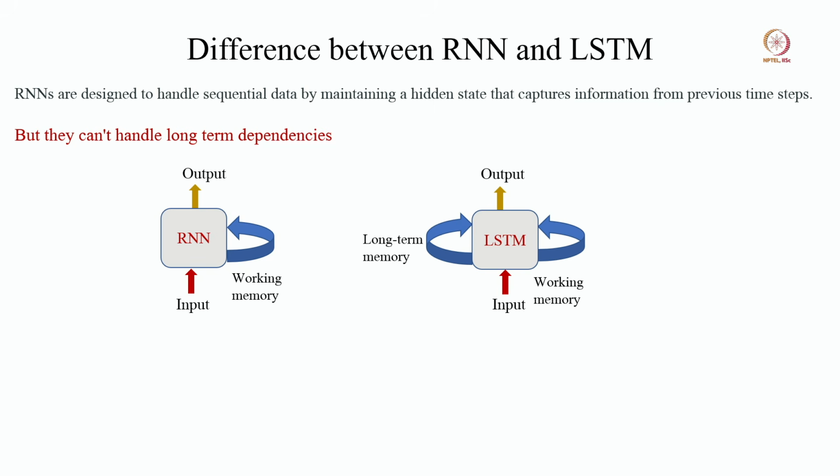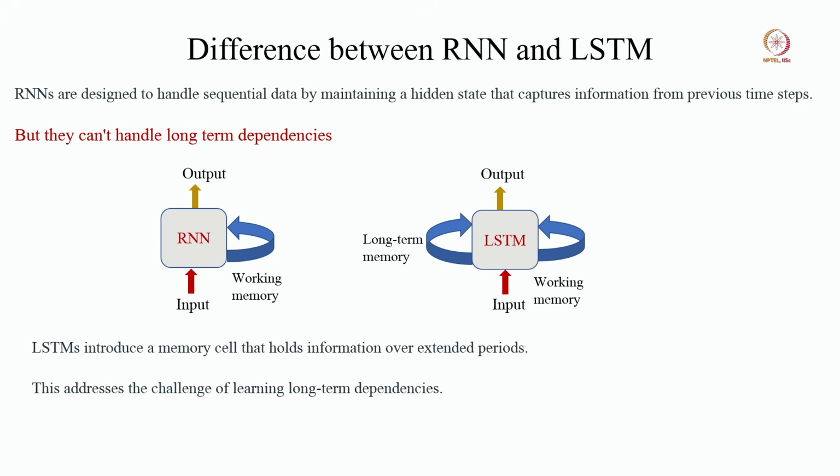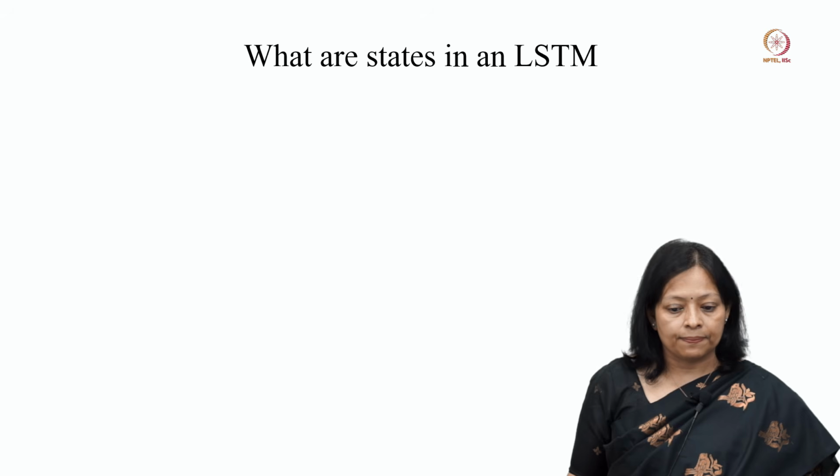We will try to see here how this long-term memory cell helps in mitigating the vanishing gradient problem and helps in capturing the long-term dependency in a sentence. LSTMs introduce a memory cell that holds information over extended periods. This addresses the challenge of learning long-term dependencies.